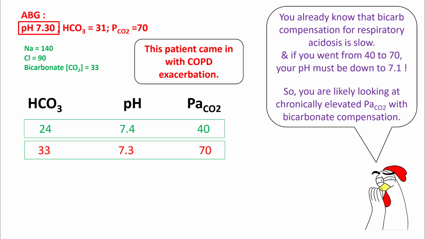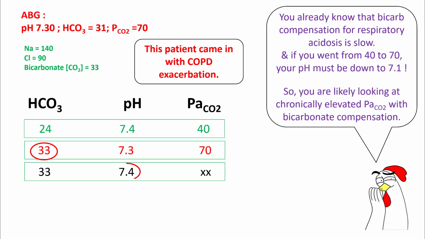But he's at a pH of 7.3, so something else must be going on. You also know that the bicarb compensation for this degree of respiratory acidosis is pretty slow. So you are possibly looking at the chronically elevated bicarb and not acute changes. So at baseline, his pH is 7.4 and bicarb is 33. And you know that a change of 0.1 of pH will be from lost carbon dioxide. So he must have started at a PaCO2 of 60.